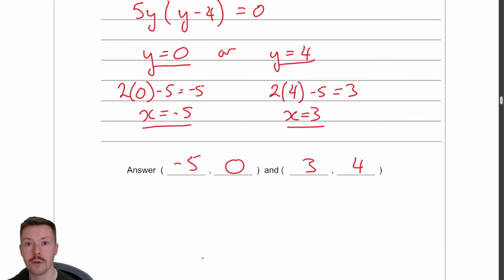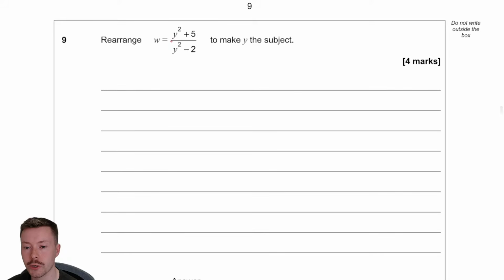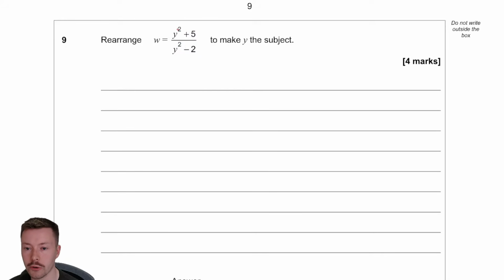Okay, right, moving on then to the next question. Rearrange to make y the subject. This should be a fairly standard question, and something that could come up on your GCSE. The only difference is here we've got y squared on the top and the bottom. So just be aware of that. One thing you definitely can't do is go like this, which some people seem to think you can. Definitely can't do that.